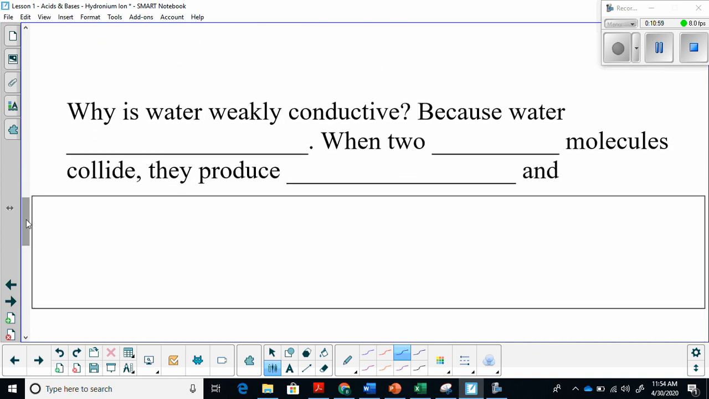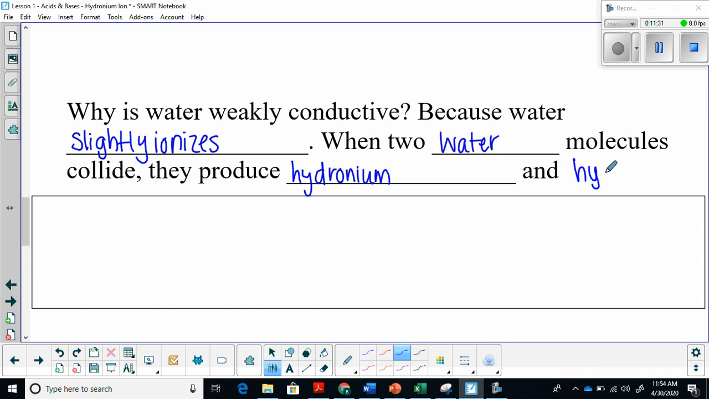Basically, water is weakly conductive because water slightly ionizes. What happens is that when two water molecules collide with each other, they produce hydronium and hydroxide ions. Okay, hydroxide looks like this, OH minus, and hydronium, we just learned about it, looks like this.